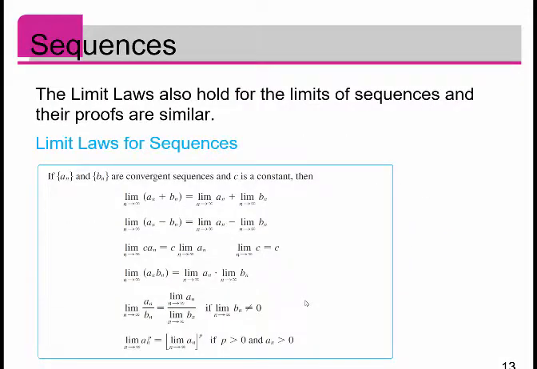All right, so the limit laws also hold for the limits of sequences, and their proofs are similar. All these similar limit theorems here, I'm not going to go through them all, but I encourage you to have them in the slides as you're going through this lecture. All the same limit theorems hold. Basically this is saying if the limits are convergent sequences and c is a constant, then all of this works.